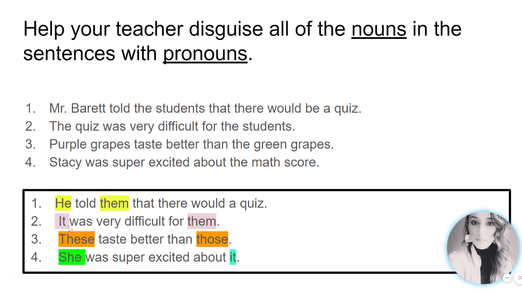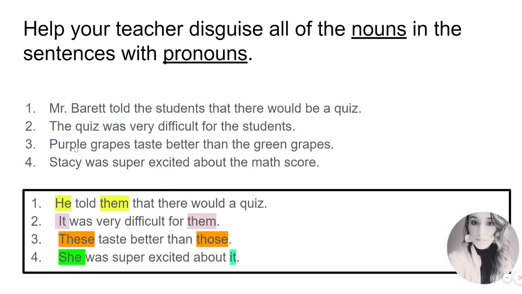So the pronouns are it and them, which are replacing the nouns the quiz and the students. The quiz is the antecedent for the pronoun it. The students is the antecedent for the pronoun them.